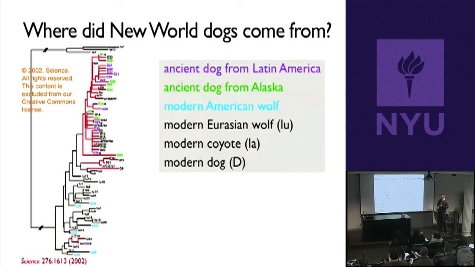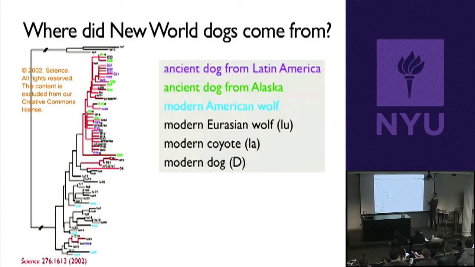Yeah, so you'd expect to see that there would be a branch of the tree that contained these ancient Latin American dogs, and its closest relative on the tree would be an American wolf. And you'd expect to see the American wolves forming a tight set of branches too, separate from the European wolves. And that from that branch would emerge this ancient dog and this ancient dog, from the American wolves. And that's not actually what we see.